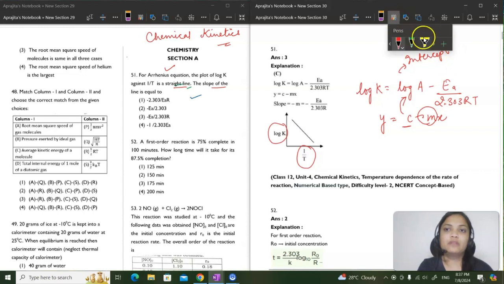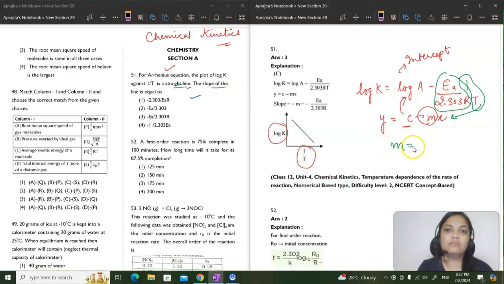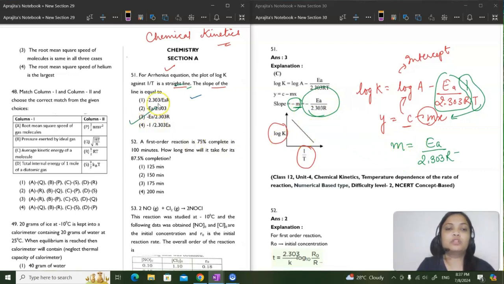And 1 by T is x. So the value of m will come out to be Ea upon 2.303 R. That is going to be your slope. In this case, the slope is negative, so that's why we are saying it's minus Ea upon 2.303 R. So the answer is going to be option number 3, since the slope is negative in this case.